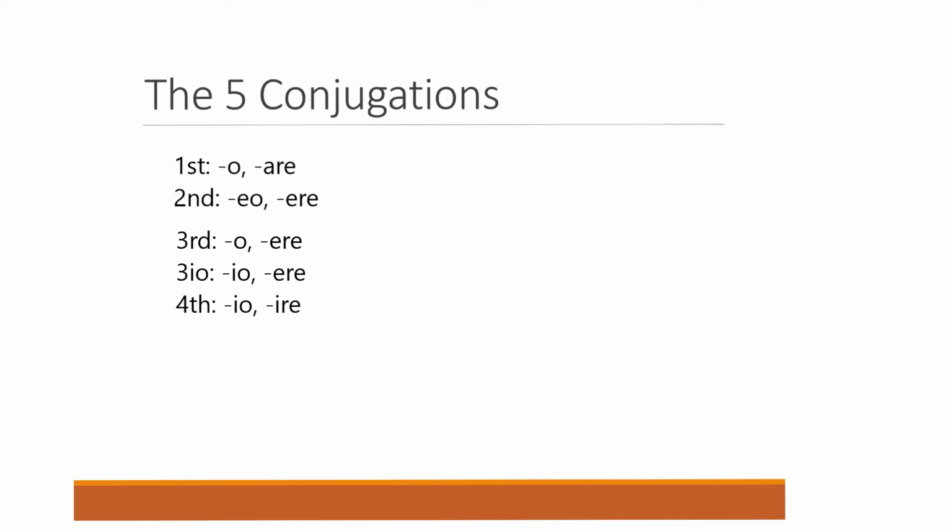Okay, so these are the 5 different conjugations, and as we move forward, you're going to start memorizing those for vocab quizzes in what are called middle column forms.